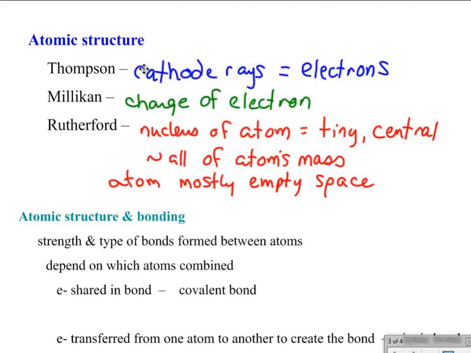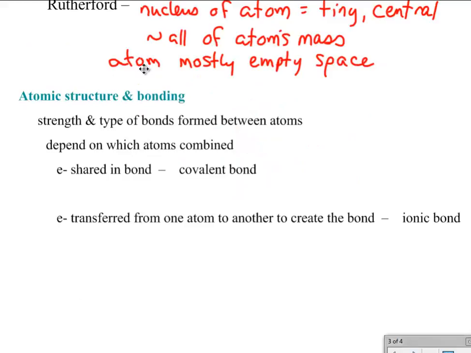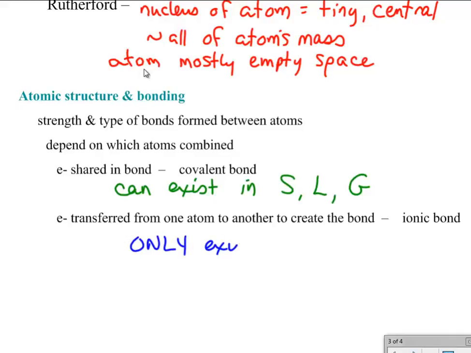When we put atoms together to form ions and compounds, we can combine them in a couple of different ways depending on the atoms involved. We can create either covalent bonds or ionic bonds. When we create covalent bonds, the electrons between the two atoms are shared. Covalent bonds can exist in solids, in liquids, and in gases. When electrons are transferred, we create an ionic bond. Ionic bonds can only exist as solids. There are no ionic liquids, there are no ionic gases.